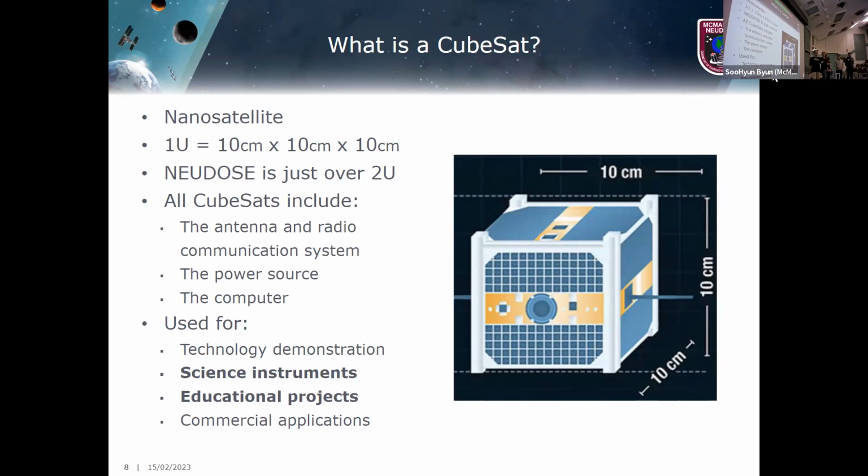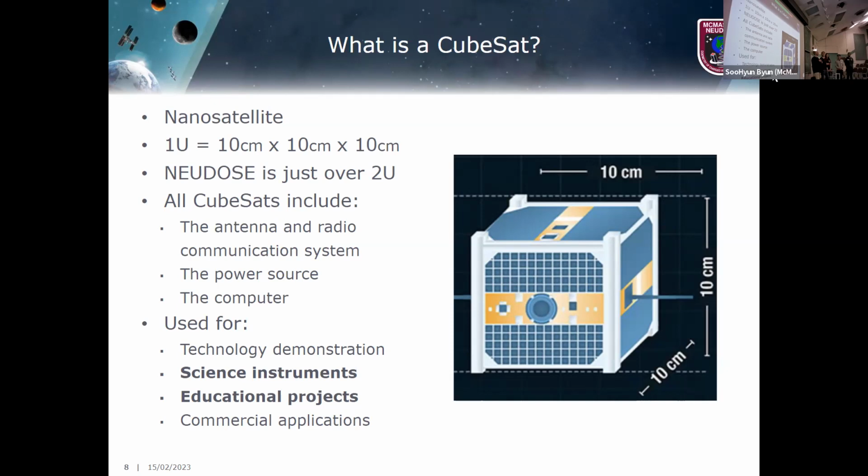We have a few of these replicas in the front just to give you an idea as to how large the NEUDOSE satellite is. And inside of that NEUDOSE satellite, we have an antenna and a radio communication system to communicate with the ground. We also have the power source, so we have our solar panels and our electrical power system, as well as our onboard computer.